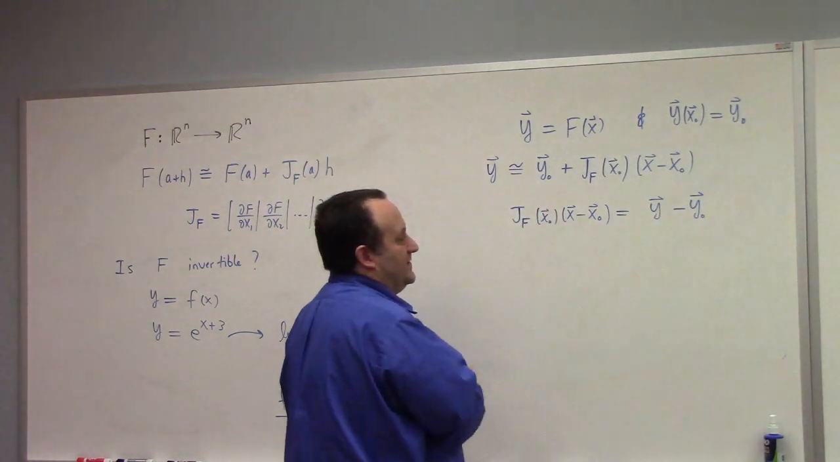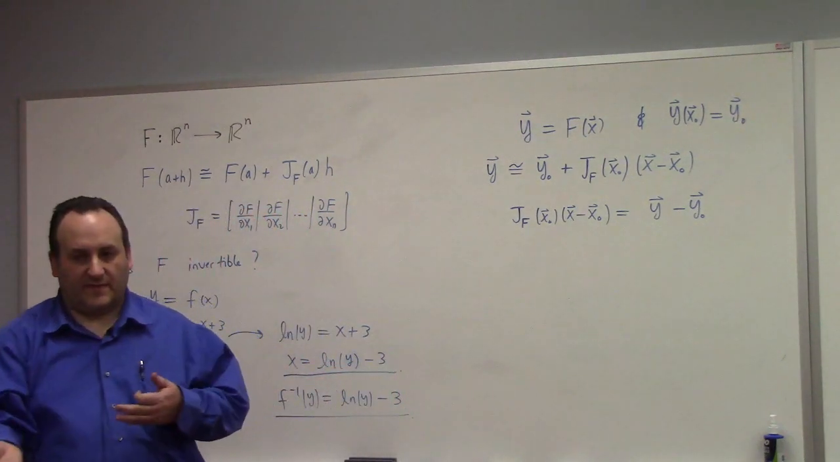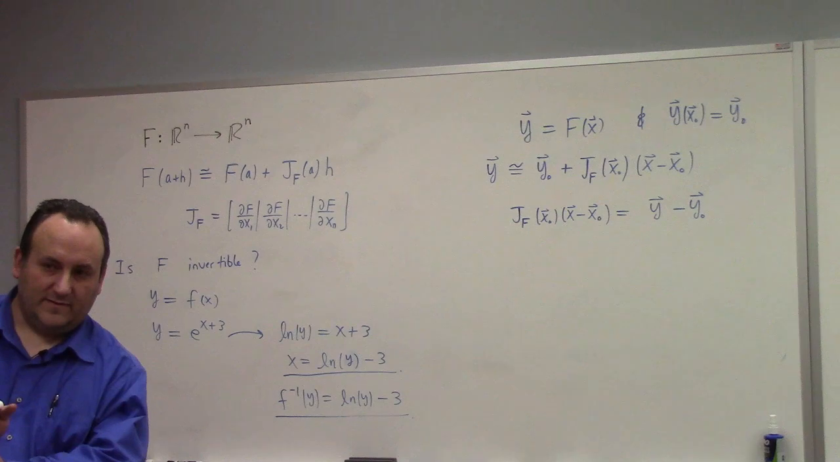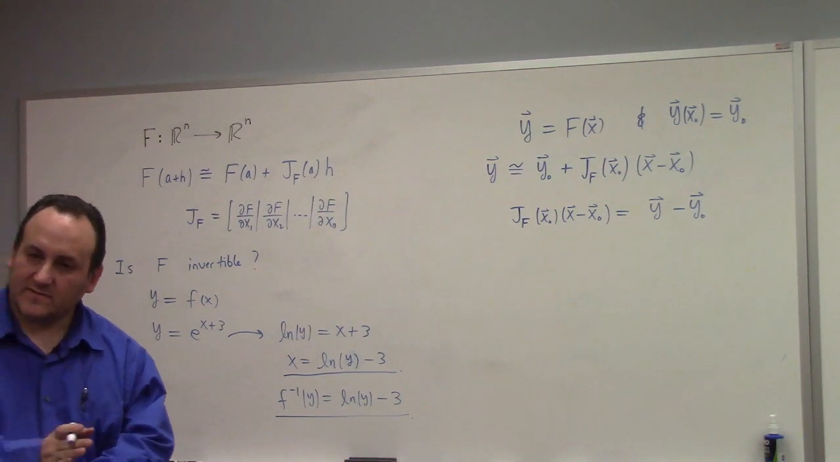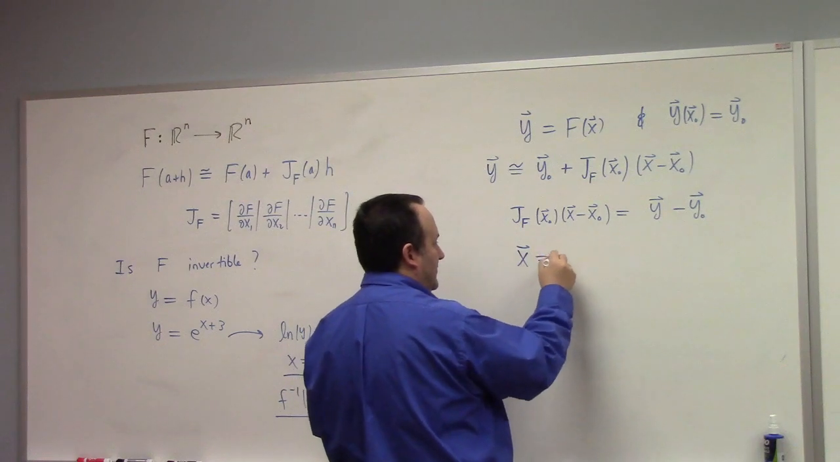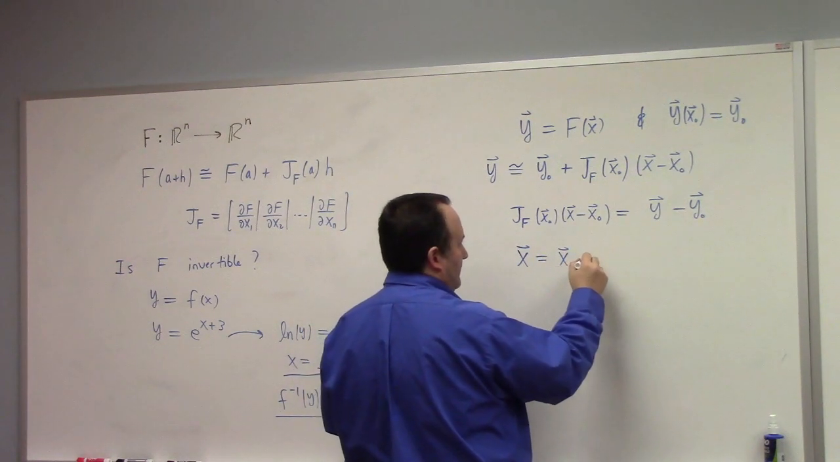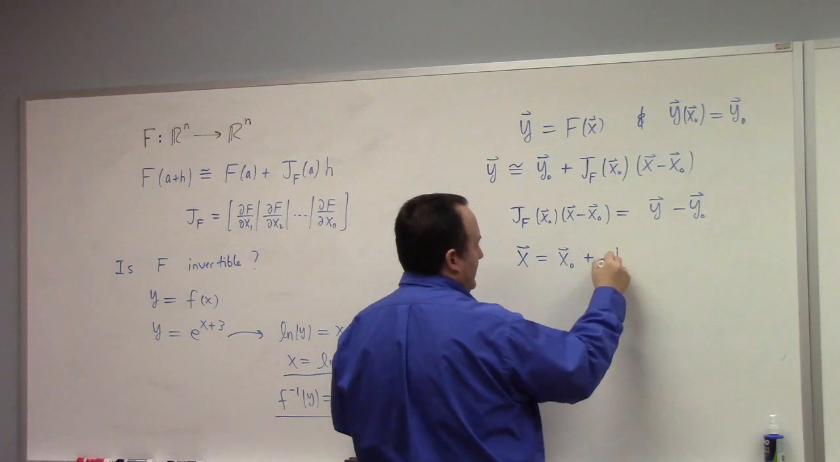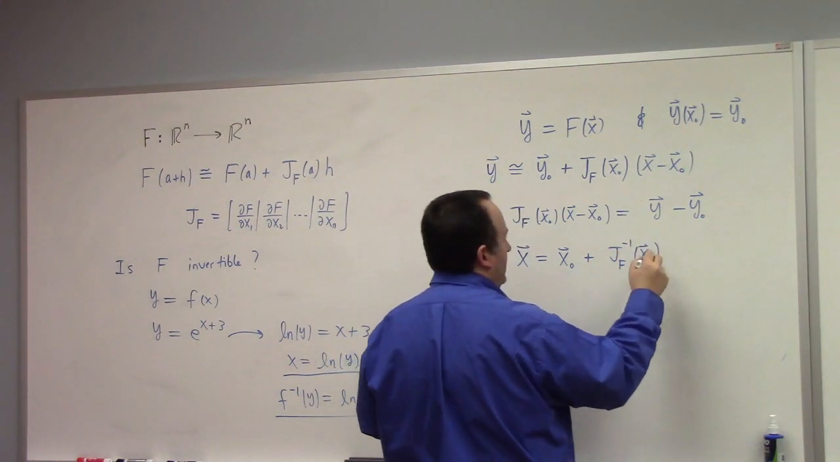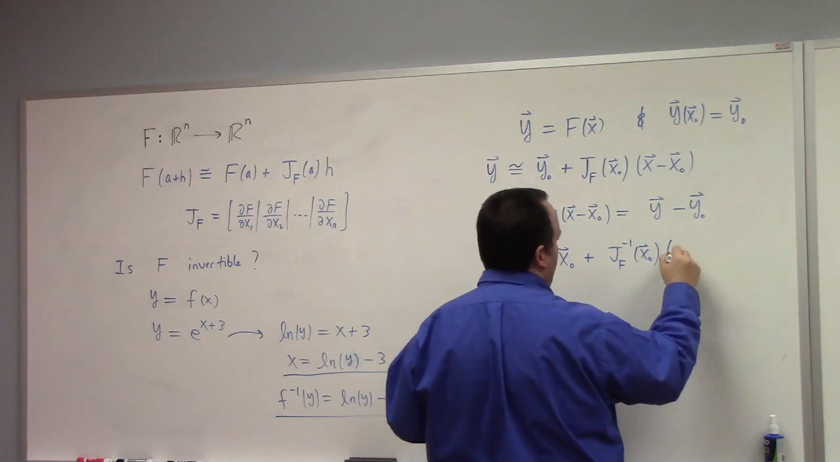So the thing is, to solve for x here, you've got a matrix times a vector, right? So what you have to do is multiply by the inverse matrix. And so that gives us straight away x is equal to x naught plus the inverse matrix of the Jacobian at x naught times, well, y minus y naught.